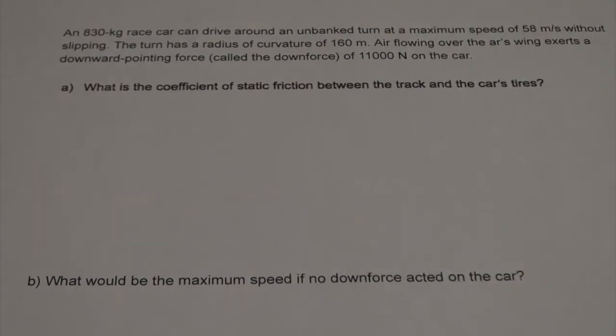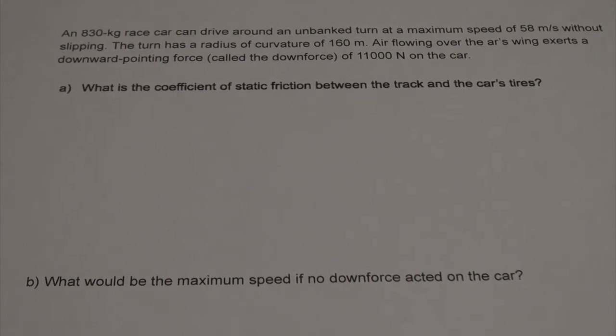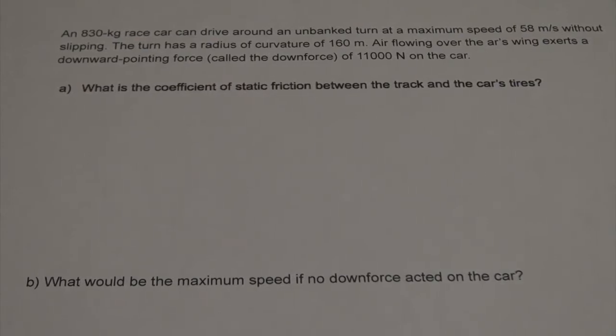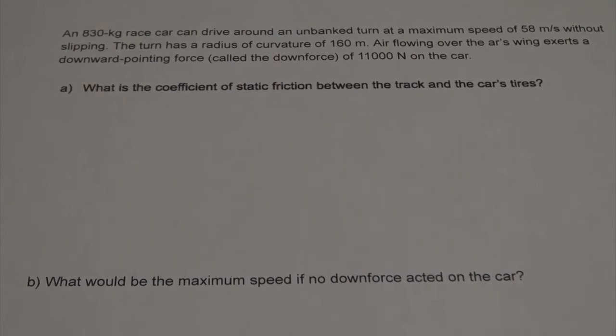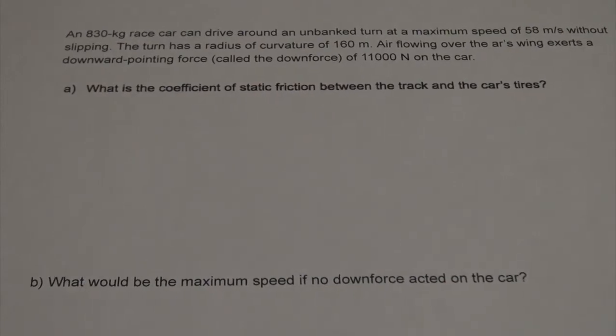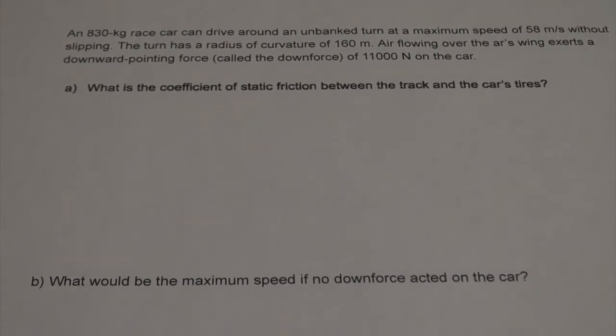An 830 kg race car can drive around an unbanked turn at a maximum speed of 58 meters per second without slipping. The turn has a radius of curvature of 160 meters. Air flowing over the car's wings exerts a downward pointing force, called the downforce, of 11,000 newtons on this car. Question A states, what is the coefficient of static friction between the track and the car's tires?